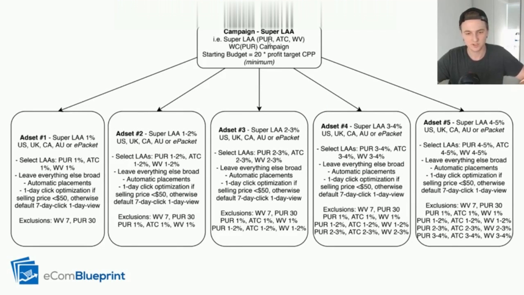This is just an example. Let's say that you're using purchase, add to cart, and website visitors lookalikes for the super lookalike. The optimization goal is website conversions purchase. And the starting budget, same thing, 20 times your profit target cost per purchase minimum.